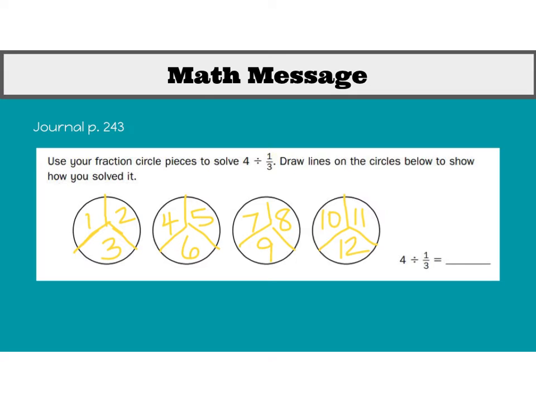So as you can see, I took these full circles and divided them into thirds because our problem is 4 divided by 1/3. And then I counted how many thirds were in all of those circles all together. So our answer for 4 divided by 1/3 would be 12. How did you do?